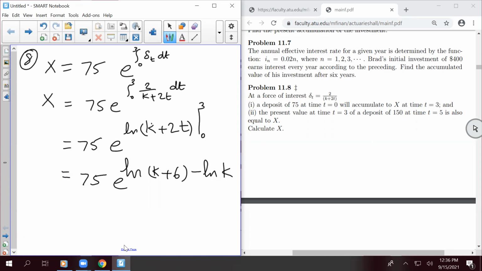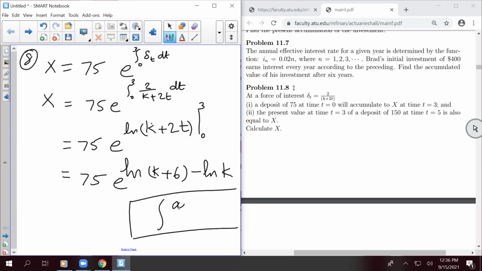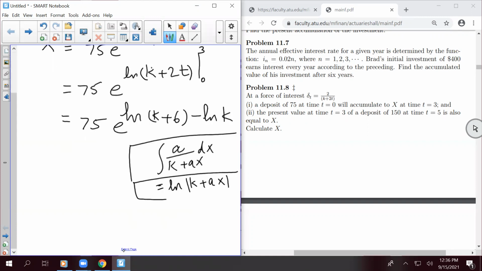And another shortcut, if you want to remember it, is that the integral of a over k plus ax is just equal to ln of k plus ax. Okay, so now we will combine the two logs by the log difference property. So e power ln of k plus 6 over k.